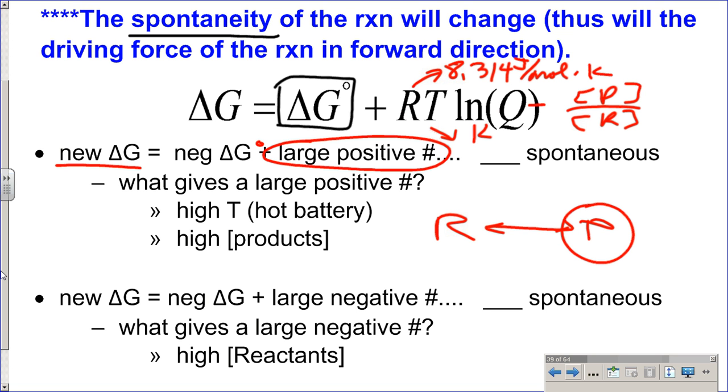So what's literally happening in this battery is if you have too many products, too many products included in the Q value, of course, then the battery's going to stop pushing electrons. If it stops pushing electrons, what's going to happen to the spontaneity of the reaction? It's decreasing. Yeah, it's going to lower. Okay. So a really positive value here means it's going to be less spontaneous. And the reason you would have a really large positive number is if you have high products. So the opposite of that would be why we would have a more spontaneous reaction.